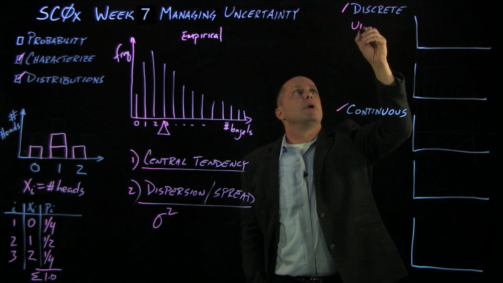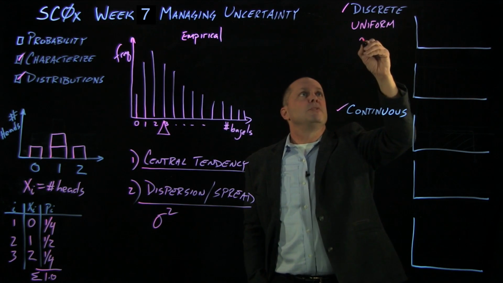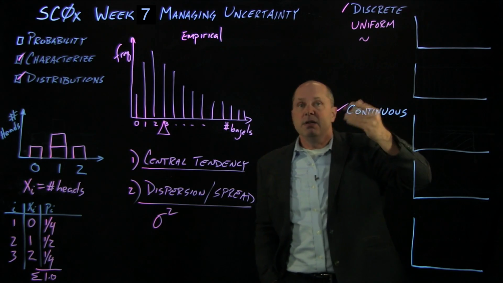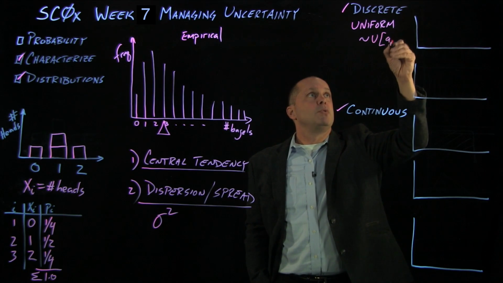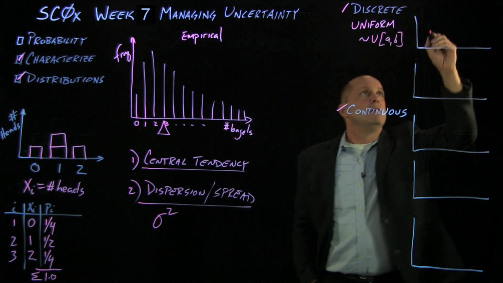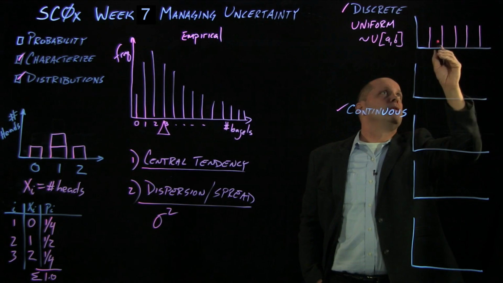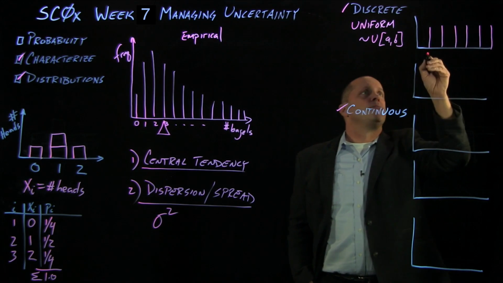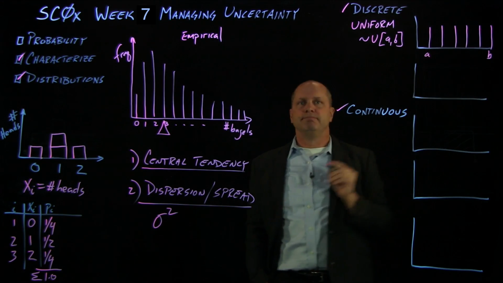The first discrete one we're going to look at is known as the discrete uniform distribution. We're saying this means that the outcomes are distributed uniformly between the values A and B. And so you can think of this as rolling a dice, 1, 2, 3, 4, 5, 6, where A is the minimum and B is the maximum, and they're all equally likely.